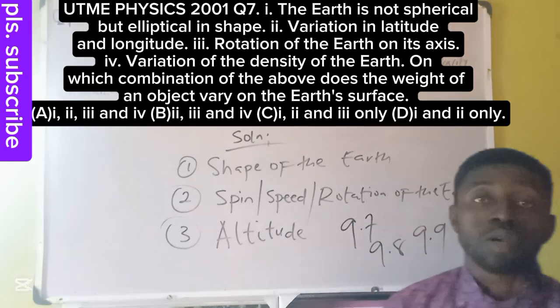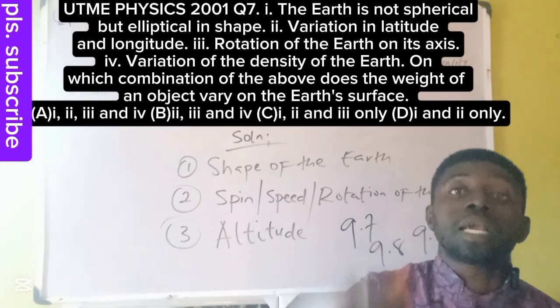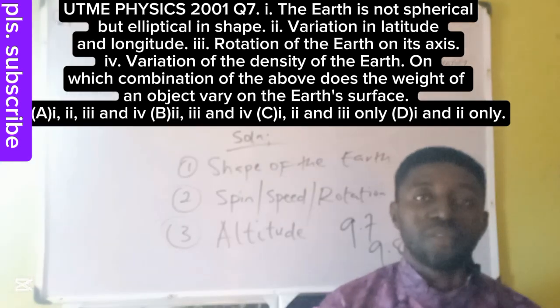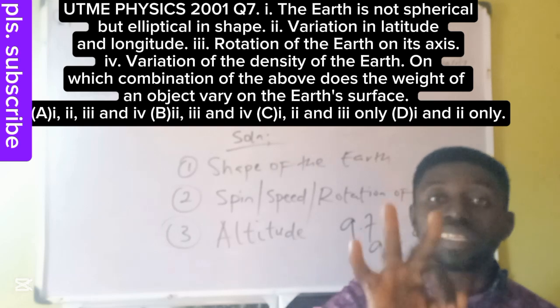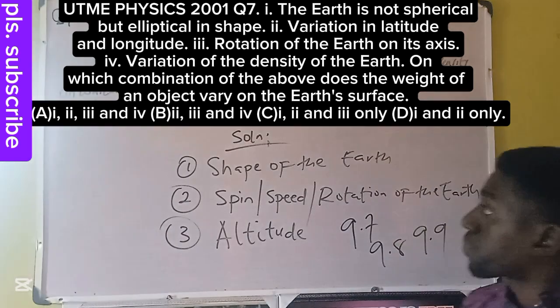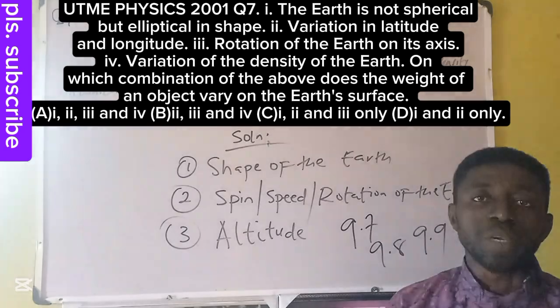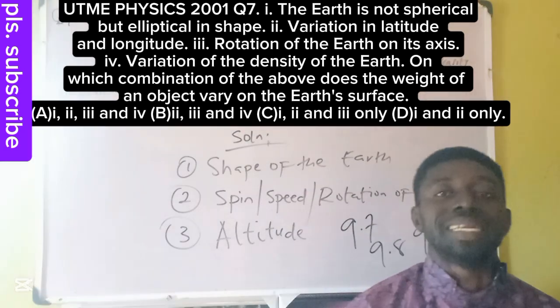So altitude is also a concern. Heavy things tend to move away from the center of the earth. When they get too close, they'll be stuck to the earth. The earth will exert a greater gravitational pull on them. So the three things that affect gravity are the shape of the planet, spin, speed or rotation of the planet, and the altitude of a body from the planet.